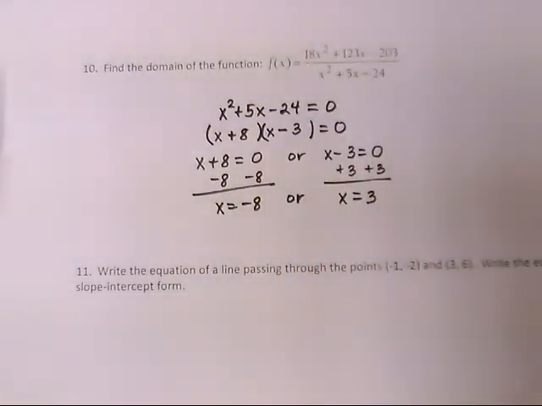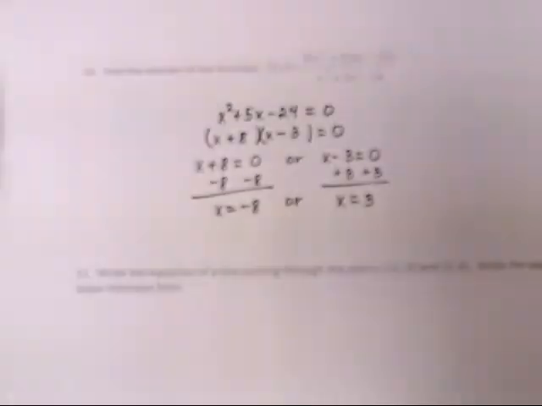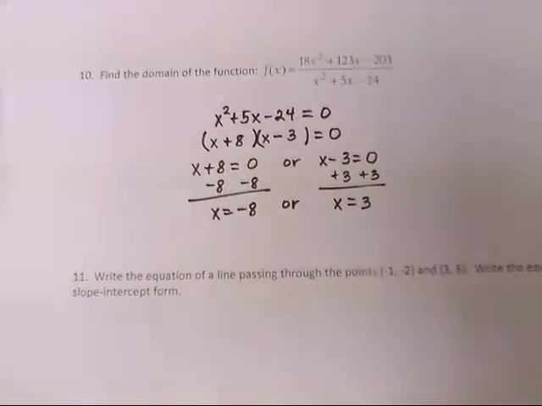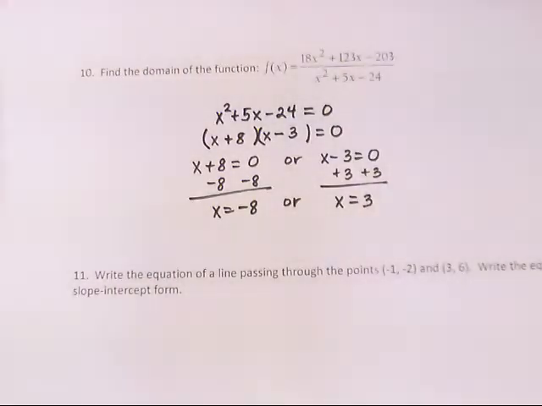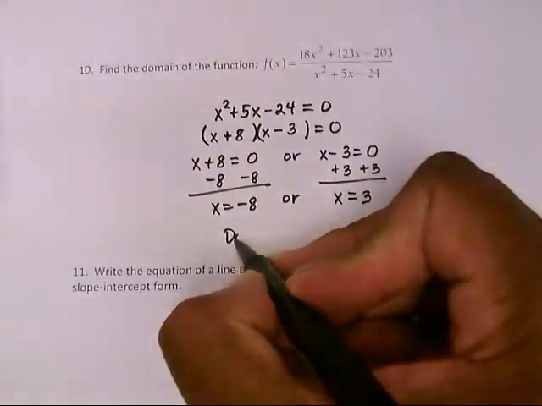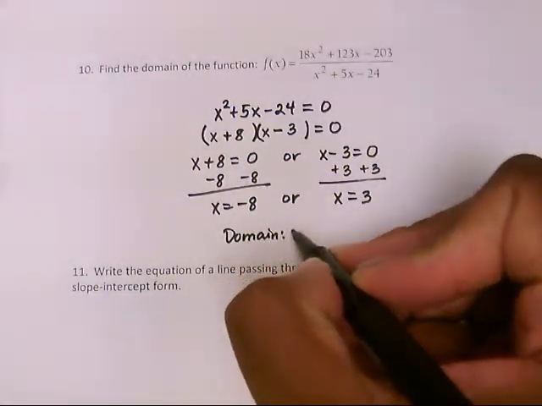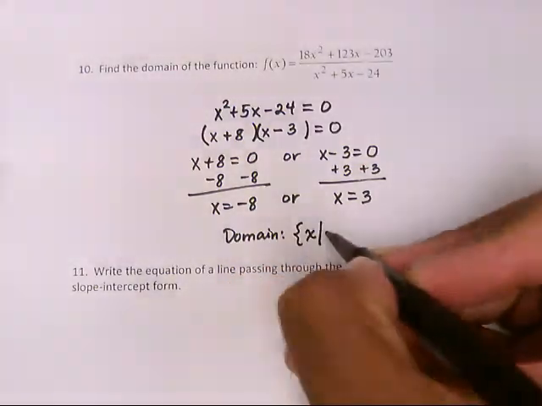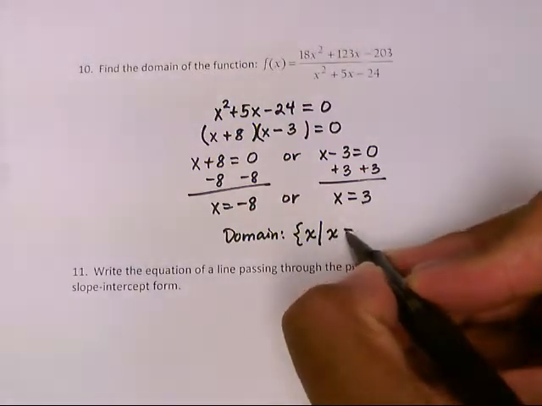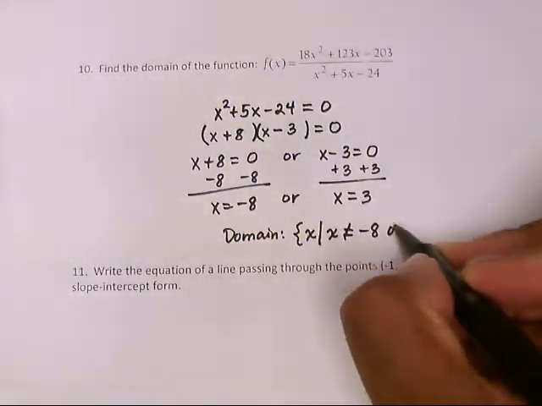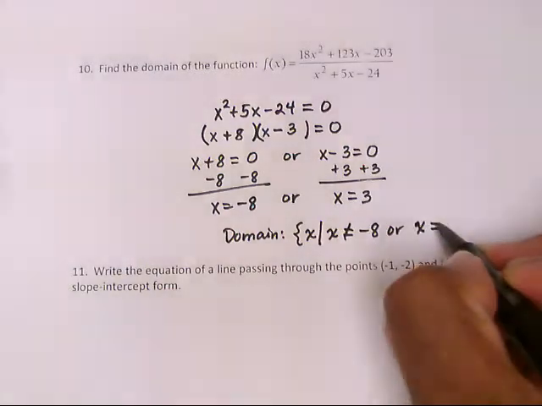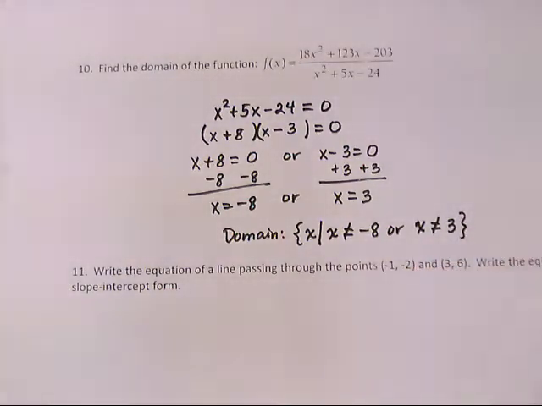So these two numbers are the values of x that would give me a 0 in the denominator. So when I write the domain in set builder notation, it's going to be this: the set of all x such that x is not equal to negative 8 or x is not equal to 3. That would be the domain for that rational function.